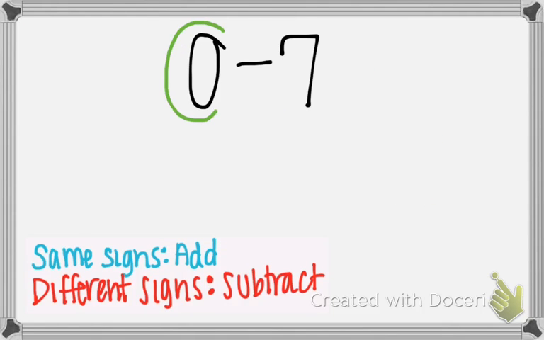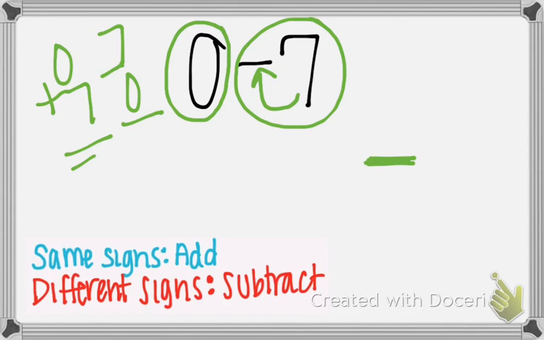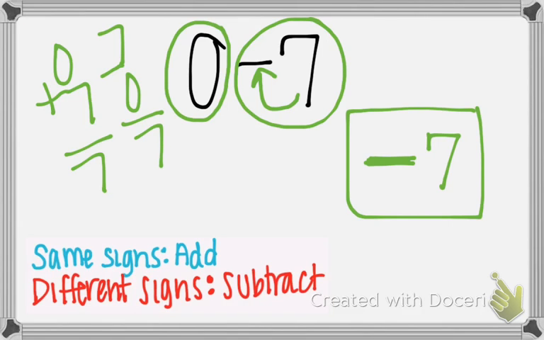Okay, here we have 0, and we have a -7. Well, 7 is bigger, so if we look in front of it, that tells us there's more negatives. And it doesn't matter whether you add 0 and 7, or whether you subtract 0 and 7, you still get 7. So -7.